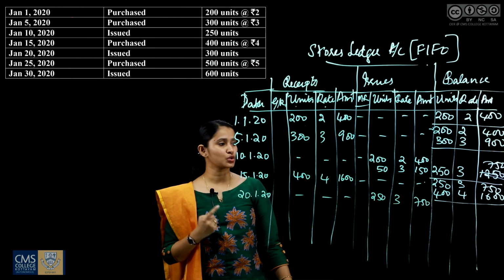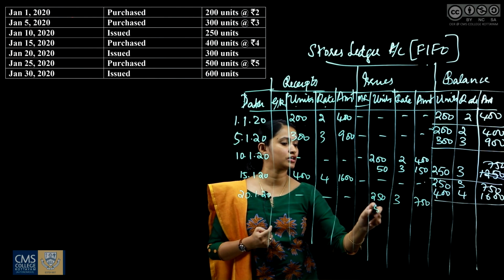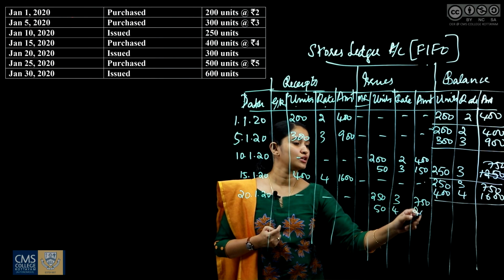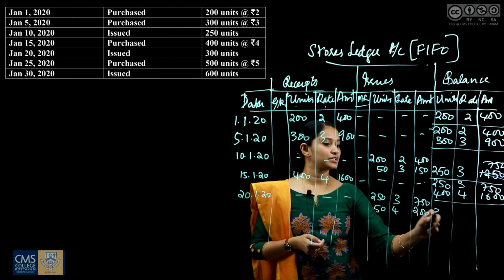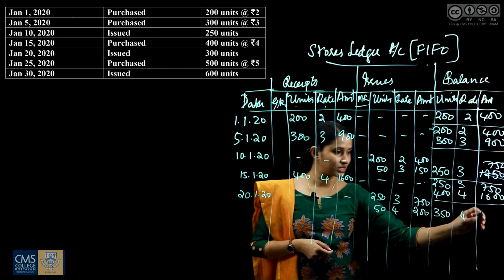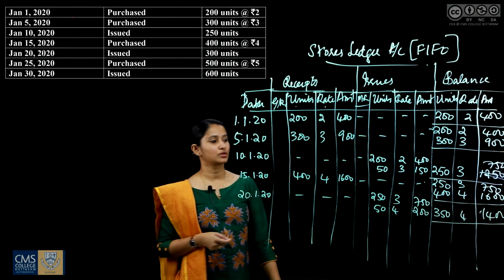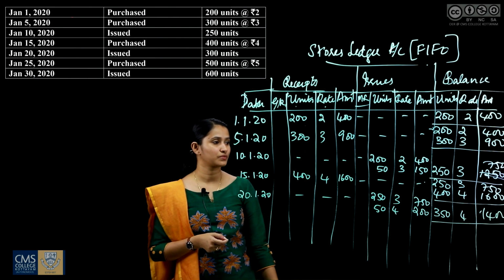So they have asked us in total for 300 units. You are going to take the remaining 50 from the second lot, 50 units at 4, 200. So you have 350 materials at 4 rupee per unit. So you have materials worth 1400 in your warehouse or in your stores.